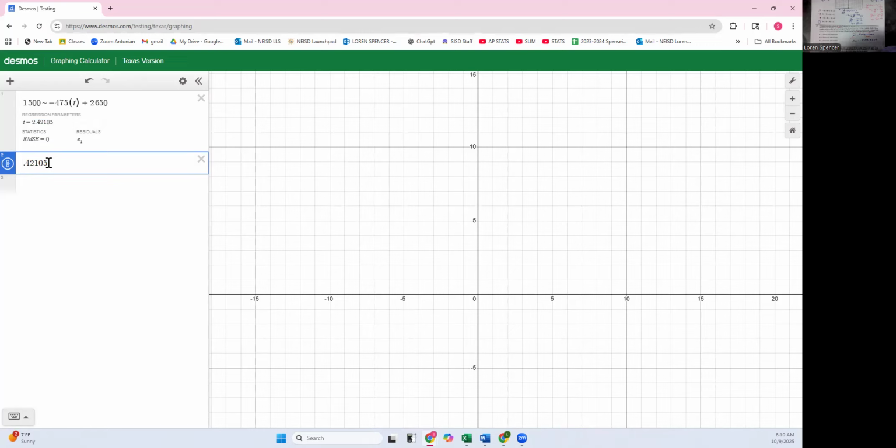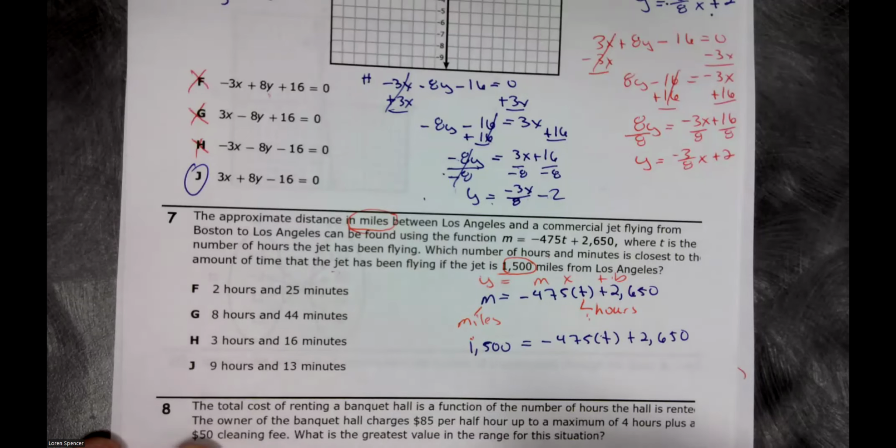Now, you don't have to do this. The main thing is that you get the 2 part. And we end up getting 2 hours and 25 minutes. But even not, the only one that had the 2 was letter F. So our answer to this one is letter F.